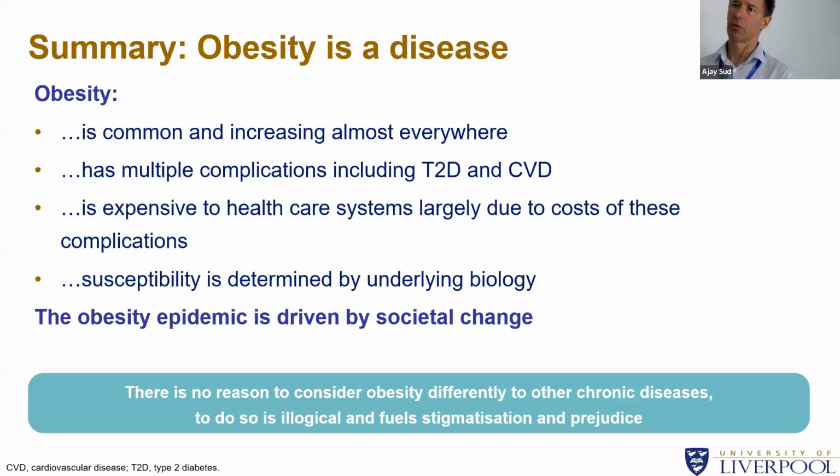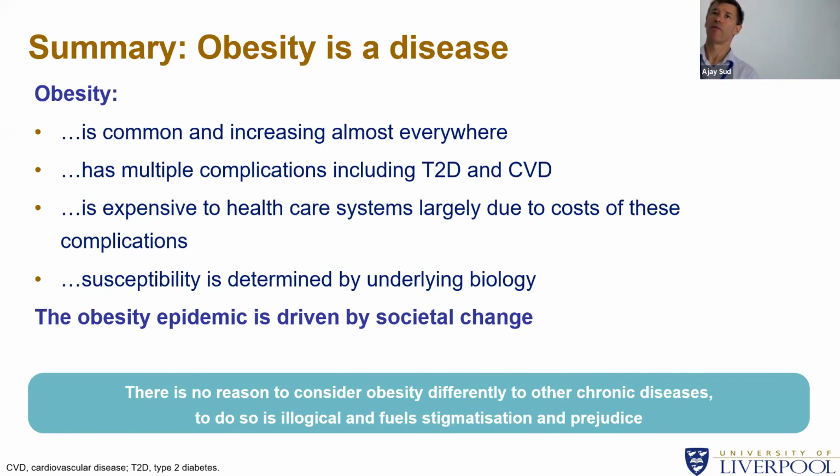So to summarize, I would like to remind you that obesity is a disease. It's common. It's increasing almost everywhere in the world. It has serious complications. I focus a little bit on type 2 diabetes and cardiovascular disease, but they're not the only complications of obesity. And the cost to healthcare systems is largely through the complications. It's also important to remember that the underlying biology is really important here. That's partly genetics, not just about fat, but also fat distribution.